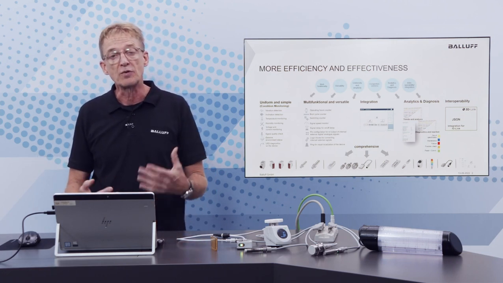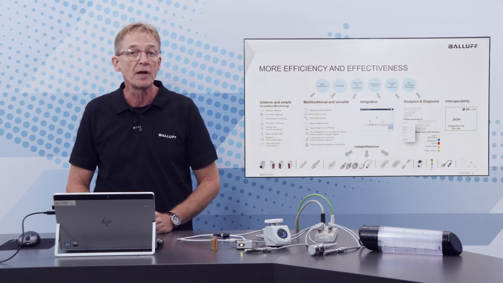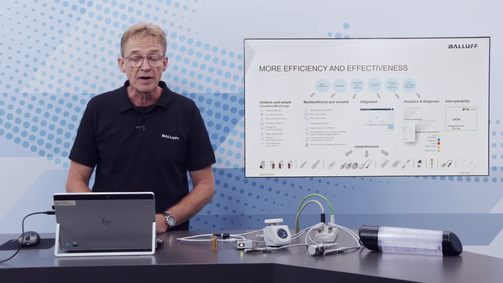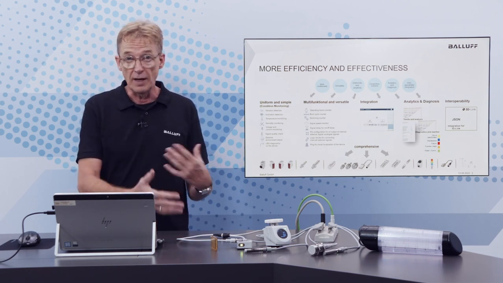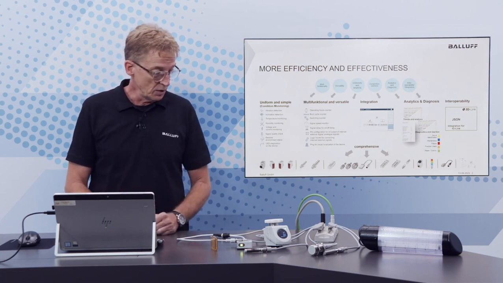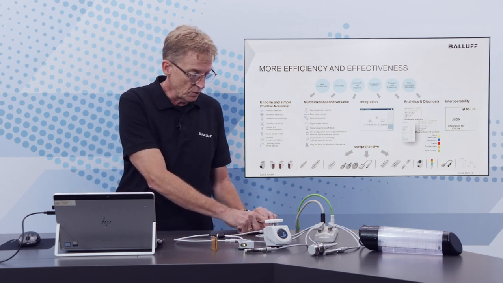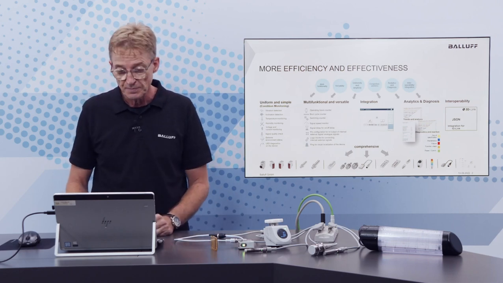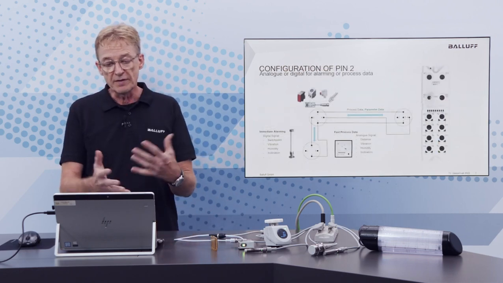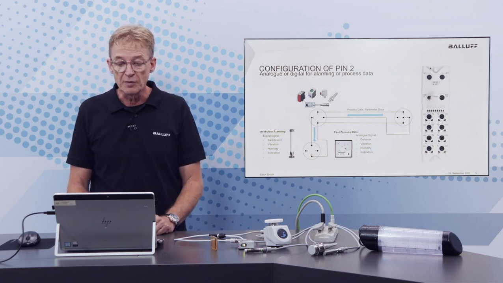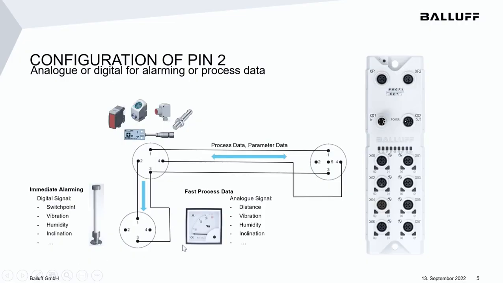So that means how to use the pin 2, for example, of a SAMS device, and how to put alarmings on this pin 2 and how to connect this directly to a standard device. So we will have a look at this kind of configuration here. You see that normally the SAMS device is connected to a port of an IO-Link master with pin 1, 3 and 4. 1 and 3 is power supply, pin 4 is the communication via IO-Link.